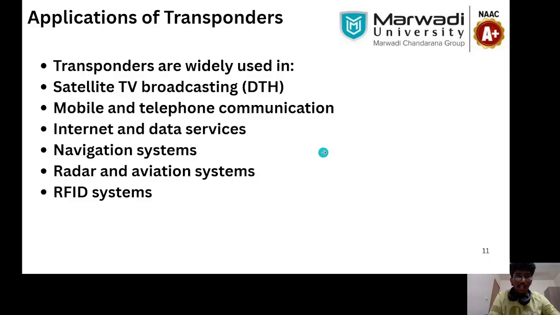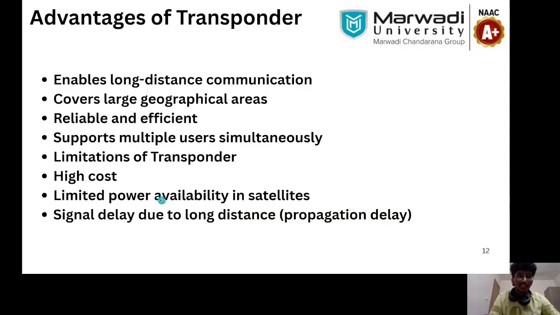And here are the applications of a transponder. We can use it in satellite TV and DTH broadcasting, telephone and mobile communication, internet and data services, navigation and GPS systems, radar and aviation communication, and RFID systems.